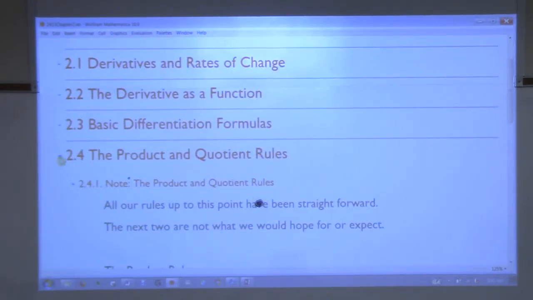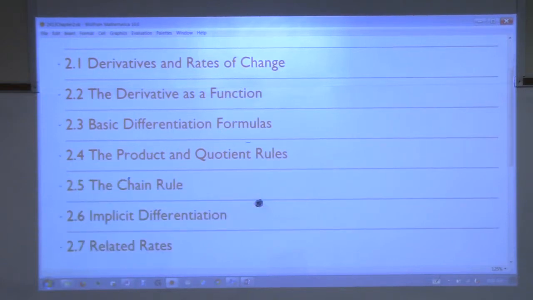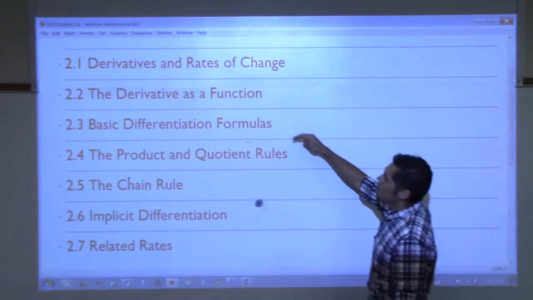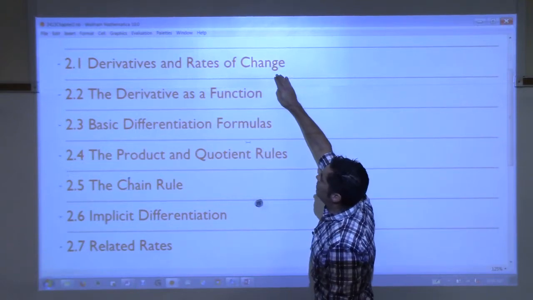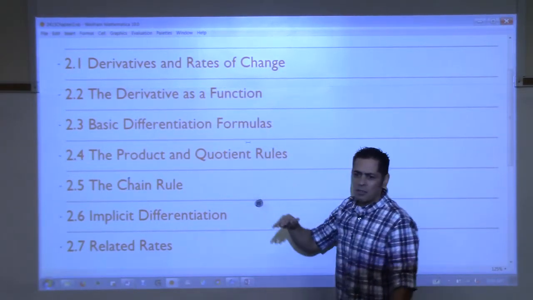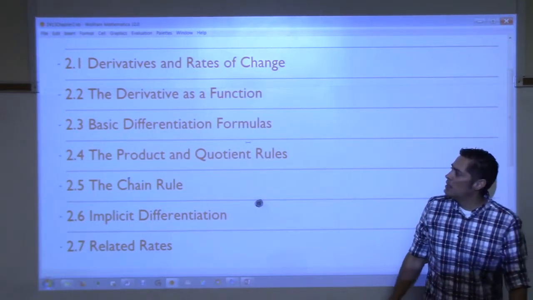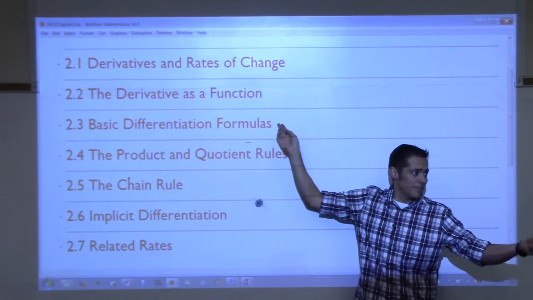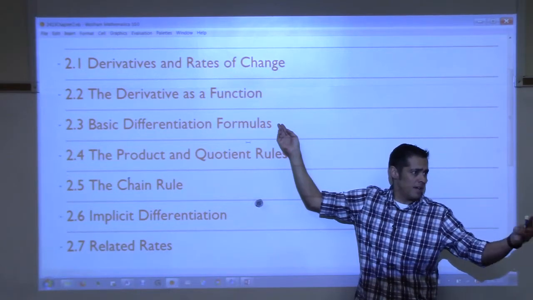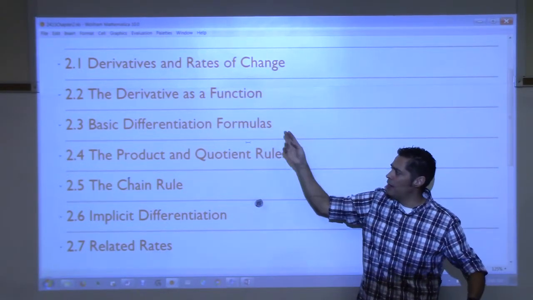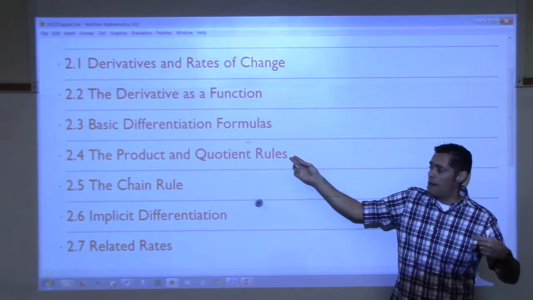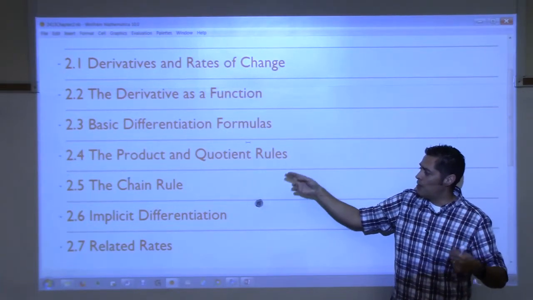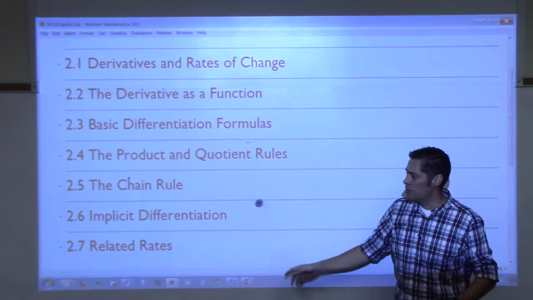So here's what we've done. We started out with the whole idea of the derivative. We looked at the derivative as a function. Then I gave you the basic formulas. That's where you learn the power rule, and derivatives of sine, cosine, tangent. All those are in 2.3. 2.4 is the quotient and product rules. Now we've moved to the chain rule, and now we have 2 more sections.